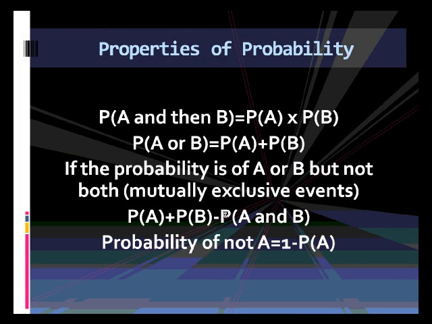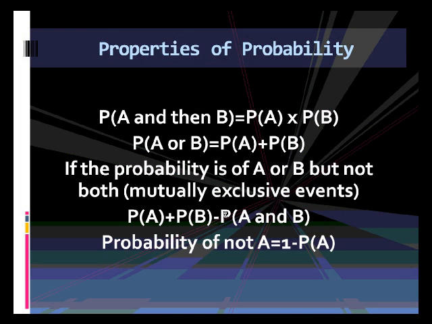So that means the probability of one event and then another event. Well, what's the key word here? And. So when we have and, what do we do with our two probabilities? Multiply. So that's the probability of A times the probability of B. Any questions on that one? Okay. Probability of A or B.